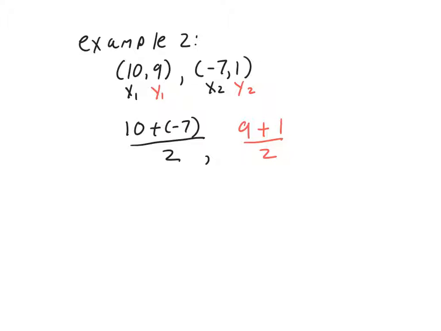Alright, so 10 plus negative 7 is the same as 10 minus 7, so it's 3. So we're going to get 3 halves. 9 plus 1 is 10, so we're going to get 10 halves. Then when we simplify that, it's going to be 3 halves and 5. That's the midpoint.